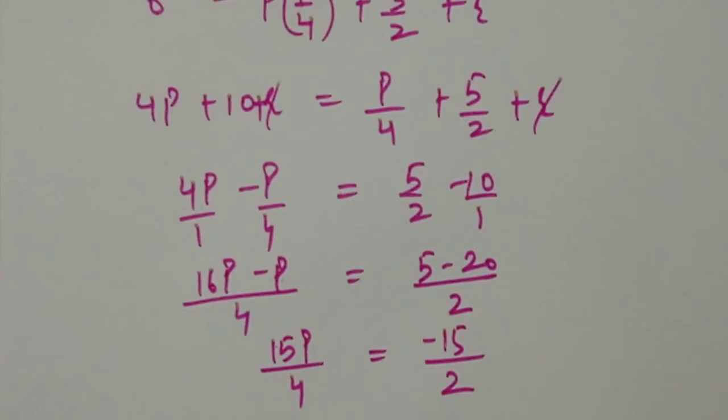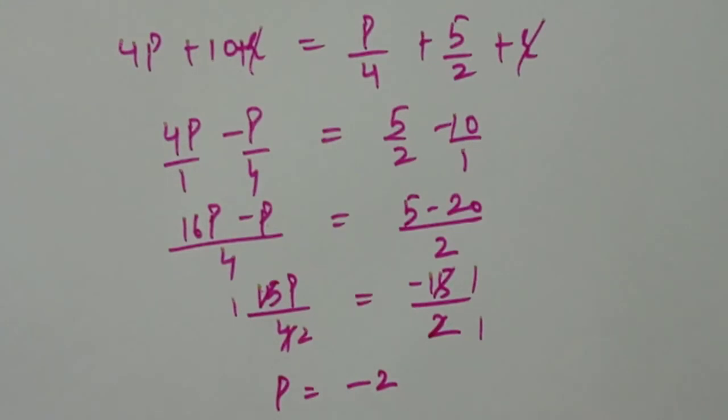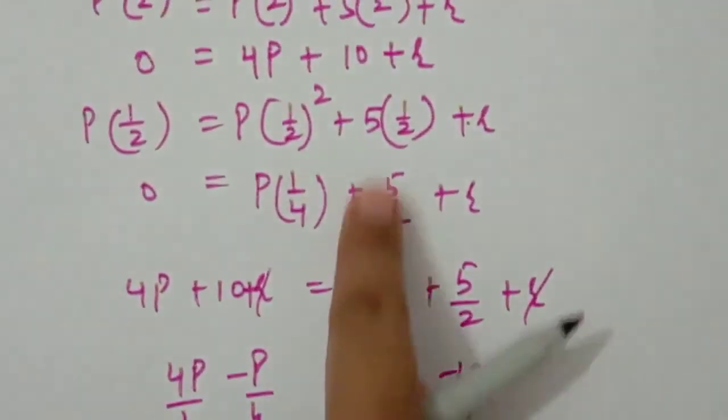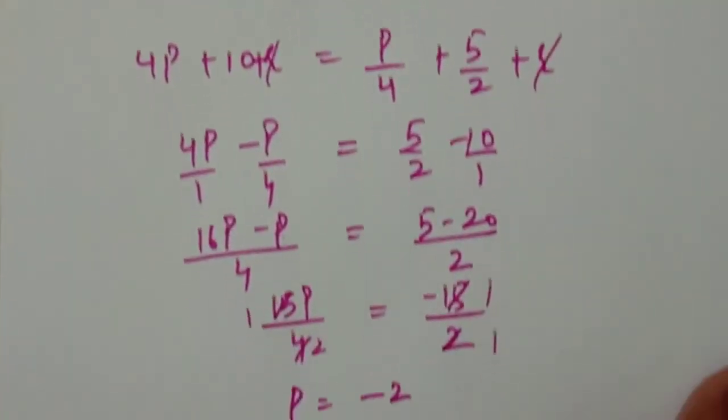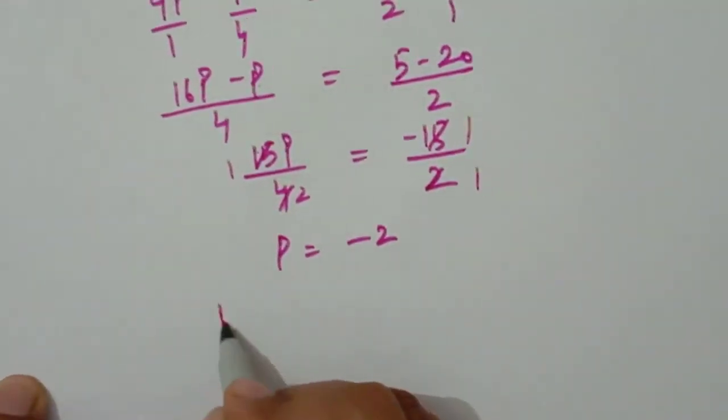So we will solve this. Here we have 15 on both sides, and 2 fours are 8, so cross multiplying, p is minus 2. The value of p is minus 2. Now we will put the value of p in any one of the remainders which we have. I will choose the first, and then we will put the value of p here.